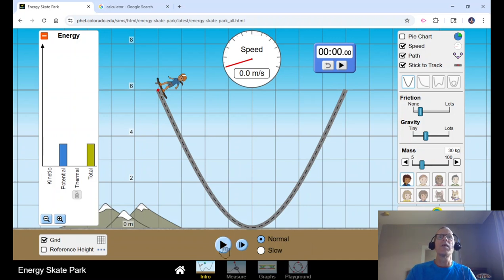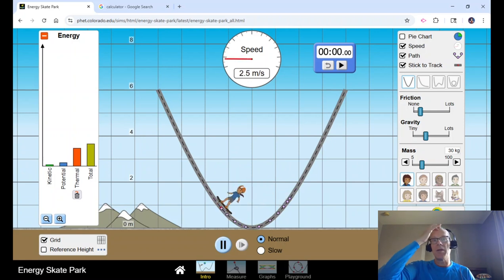Let's first off think about what might change. And let's get started. So notice the kinetic and the potential are dancing back and forth, but they're getting smaller and thermal energy is increasing. And notice the maximum speed is decreasing as well. Now she's not getting even above 6 meters per second. And before she was getting above 10 meters per second.